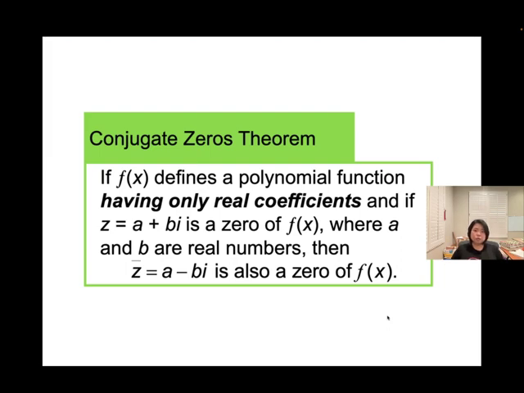Okay, conjugate zeros theorem. If f of x defines a polynomial function having only real coefficients, and if z equals a plus bi is a zero of f of x, where a and b are real numbers, then the conjugate of z, which you see with the line here, will be a minus bi. It's also a zero of f of x. So this is talking about when you find the zero is a complex number, they will always be a pair when your f of x only has real coefficients.